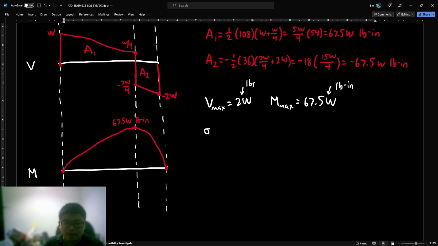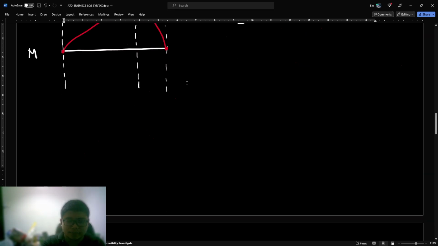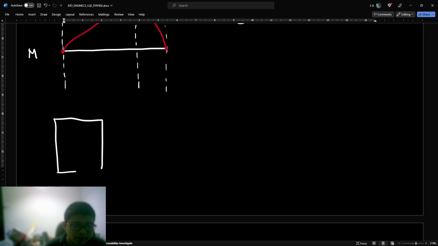Well, first we could find the flexural stress. The maximum flexural stress is equal to M max times Y over I. Now, how do we get Y and I in this case? If we use this rectangular beam, it says it's a rectangular beam. This is 8 inches, this is 14 inches, and the neutral axis passes through the centroid.